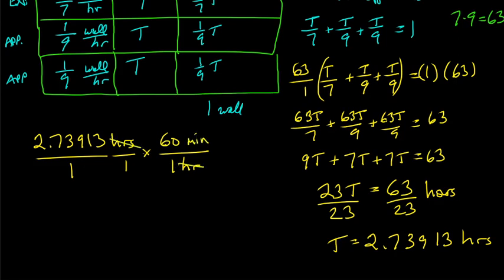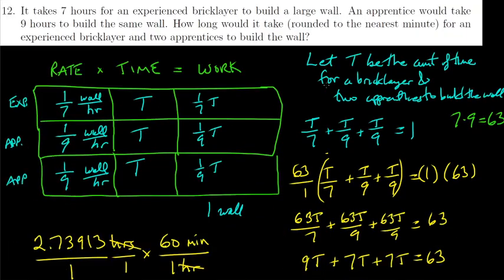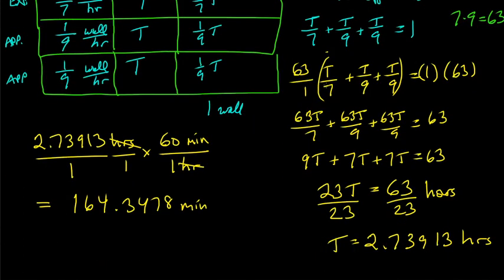Cancel the hours. So it's just 2.73913 times 60. And when you multiply 2.73913 times 60, you get about 164.3478 something minutes. And we're rounding to the nearest minute, right? Yes, to the nearest minute. So 164 minutes. We can lop off the decimal here.